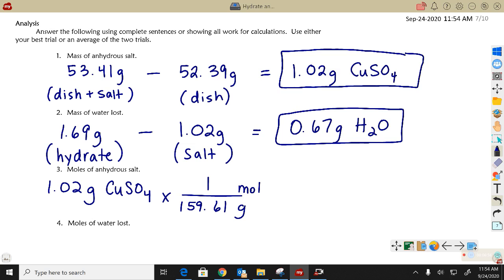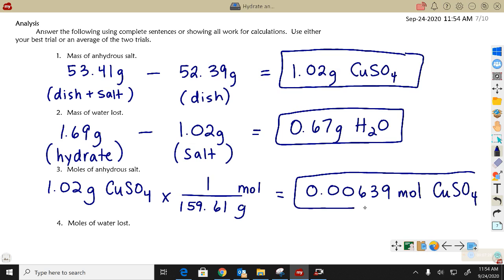Cool, huh? Okay, so now we divide, and I'm going to round to 3 sig figs. I'm going to round to my original measured numbers. The 159.61 is on a periodic table, and all periodic tables are a little different. I'm using the one with the AP packet, by the way. So I'm going to leave this as 0.00639 moles of copper sulfate. So here's where my sig fig rules come into play a little bit, because I know that those leading zeros are not significant. So then I go out to the 6, 3, and 9.